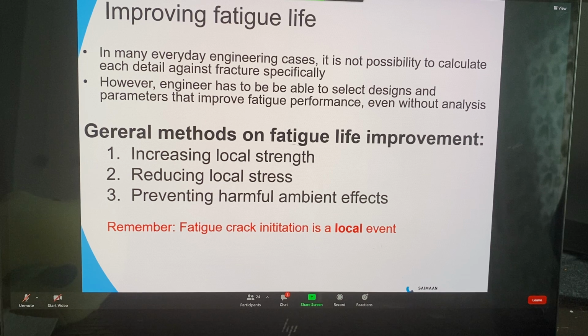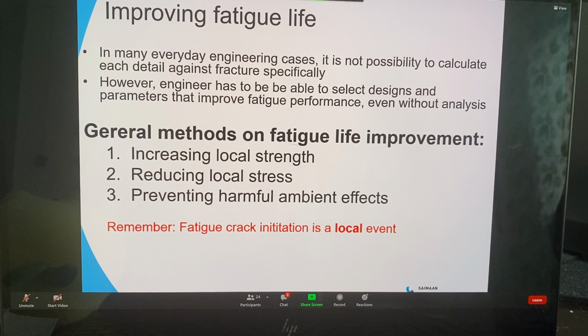Okay, I think we are quite well on time. So now you've had quite a bunch of theory, and later on we will learn how to calculate the fatigue life.